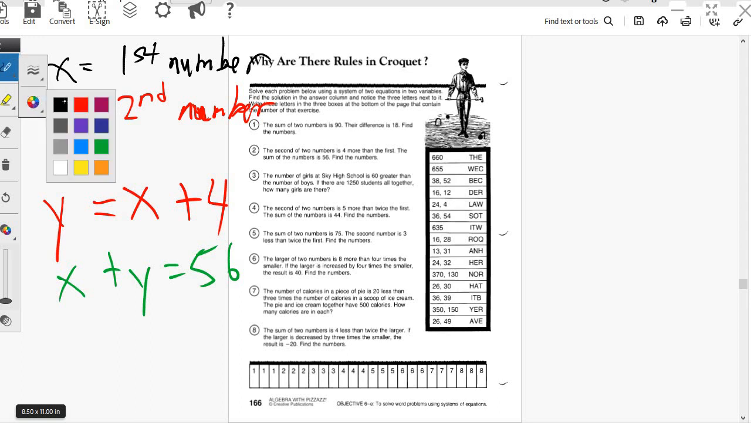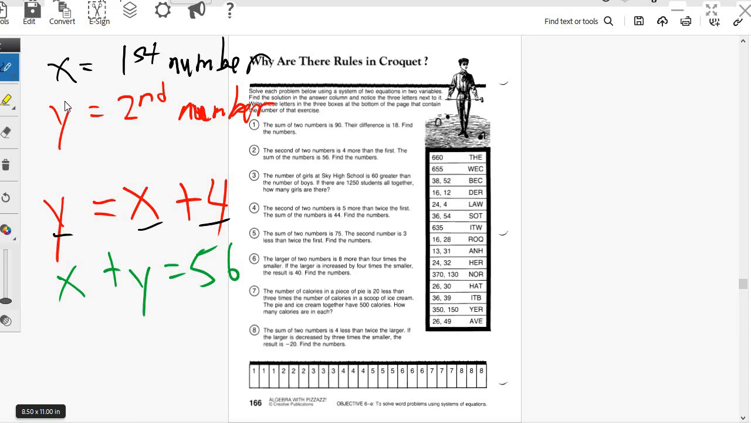The first equation reads: the second number is the first number and 4 more. And the second equation tells us the sum. Sum means add, is equal to 56. Now we can find out what those two numbers are. If we're not given those two facts, we don't know what those numbers are. So we have to use both equations because both are facts. If we're not given both of them, we will not be able to narrow down what those numbers are.